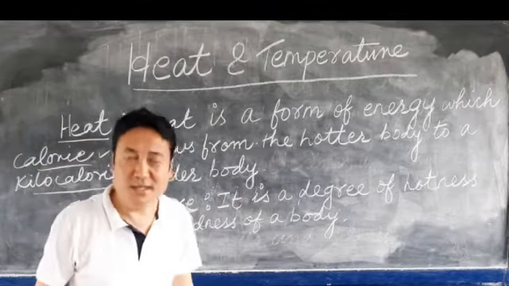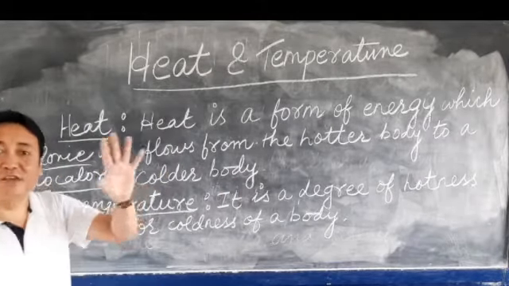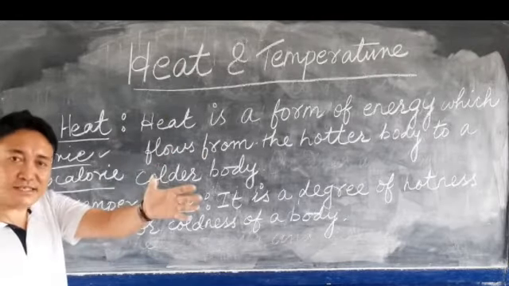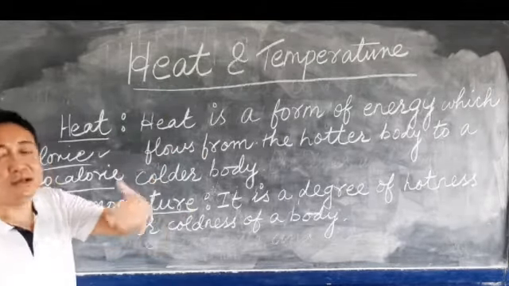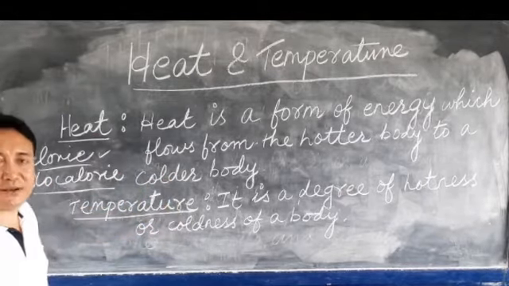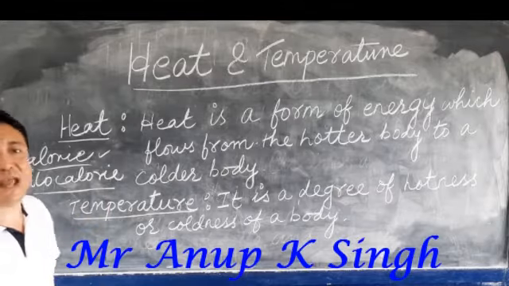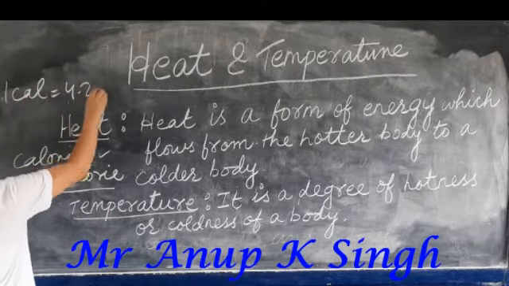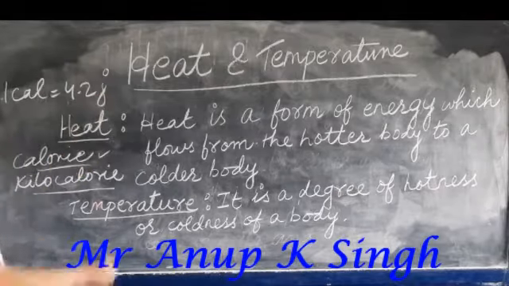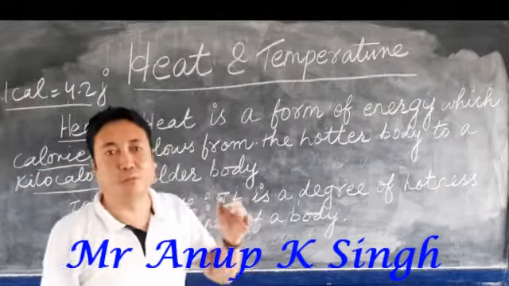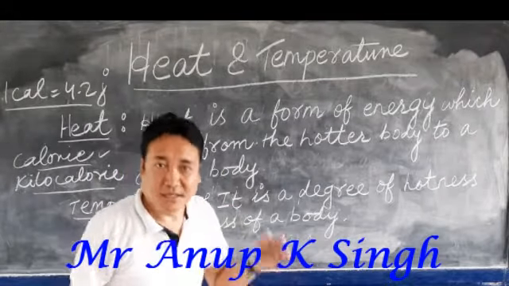And there is a relation between calorie and joule. Joule is the SI unit, and calorie can also be used. The heat energy can also be expressed in calories. So the relation between calorie and joule is: 1 calorie equals 4.2 joule. This is the relation between the calorie and joule.